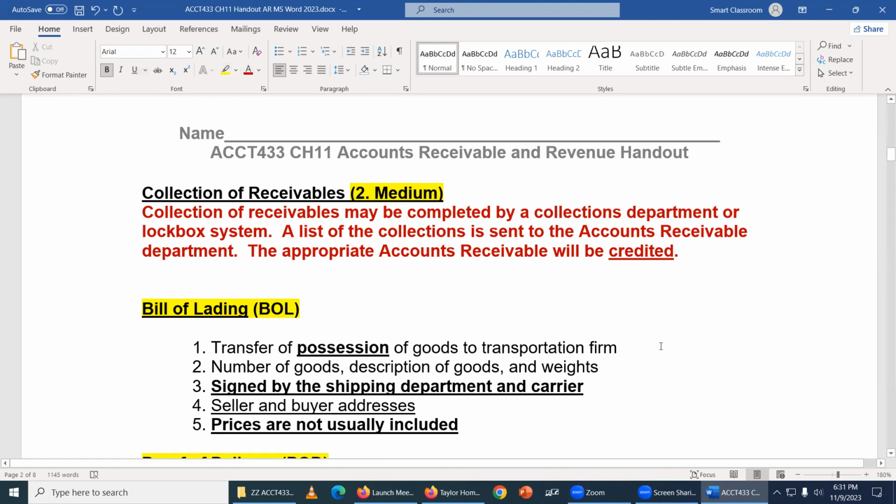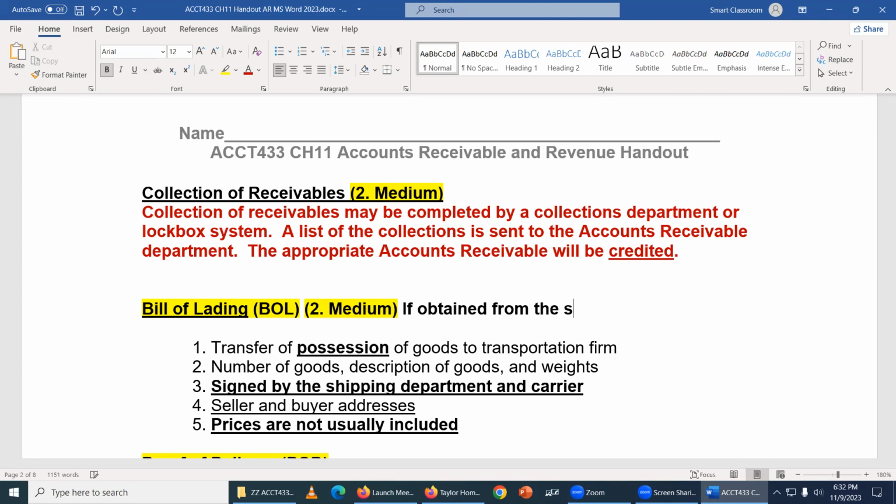Okay, now bill of lading. It's created by the client, held by the client. So this could be a 2, medium. But here's the thing. Because this is also held by the shipper, you can actually contact the shipper for the bill of lading. And if you can get that directly from the shipper, you can move this up to the best evidence. So bill of lading can be turned into the best evidence if obtained from the shipper. That moves it up into number 1 evidence.